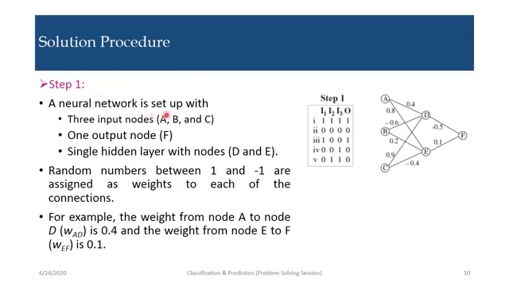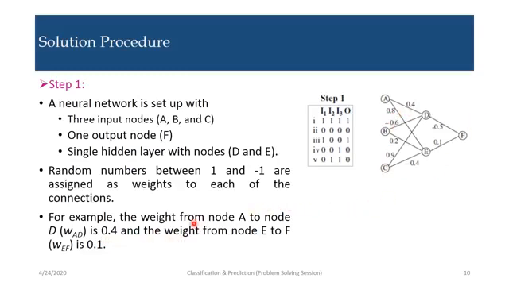So the neural network is set up with 3 inputs, A, B, C, one output node, that is F, and a single hidden layer with nodes D and E. Random numbers between 1 and -1 are assigned as the weights. So every connection has some weight, and those weights are normalized between 1 and -1.